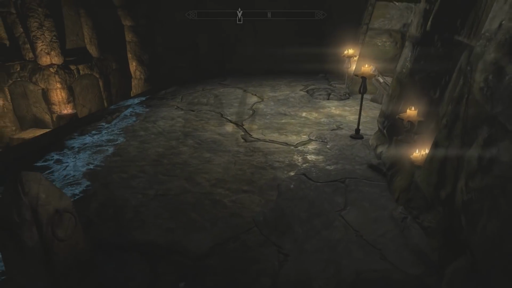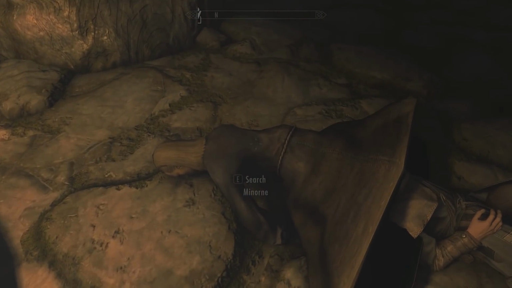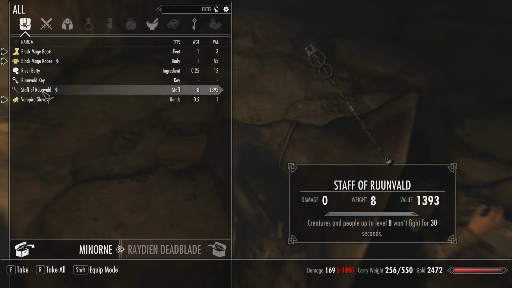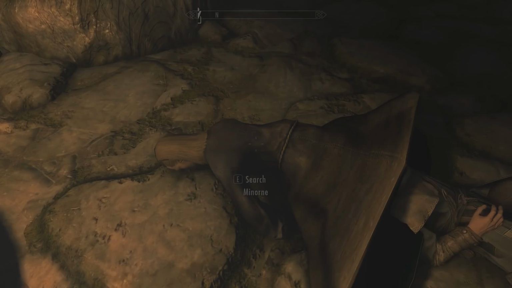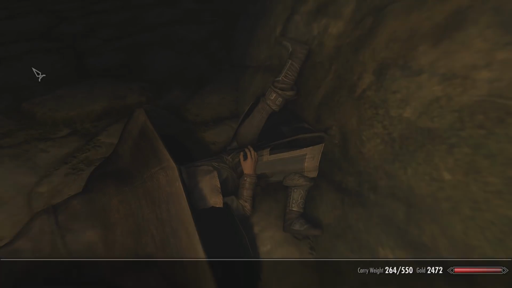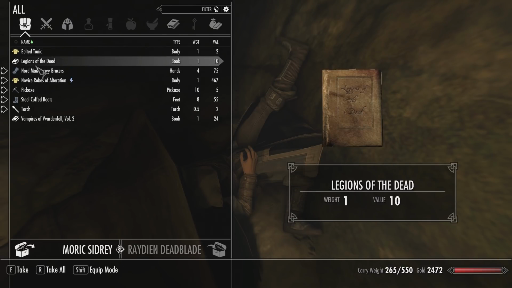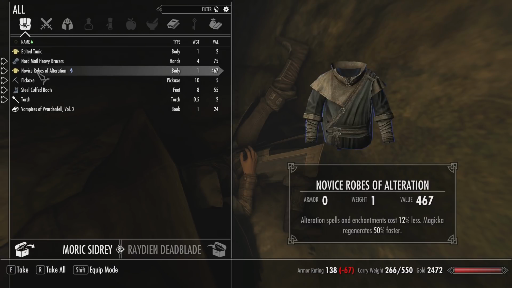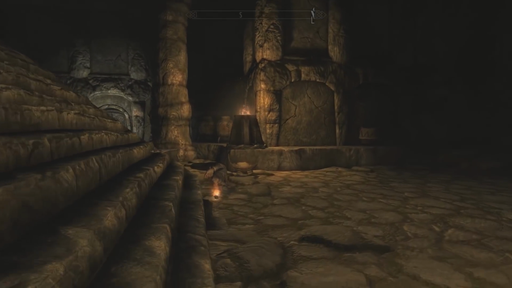Well, let me see if I can't find the key. Huh. Minorn is not a vampire. I mean, there's no vampire dust. Right?